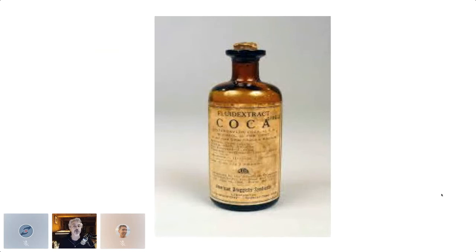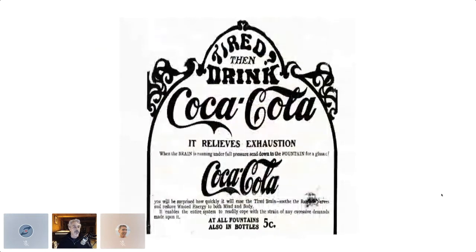And I actually can't tell you where this one came from, but there were hundreds and hundreds of coca products on the market that were not really coca. They were all actually cocaine in various delivery forms. Then we get to the great one. A pharmacist named Asa Chandler bought a recipe for a drink that became what we know as Coca-Cola, a blend of coca leaf extract and the extract of the cola nut.